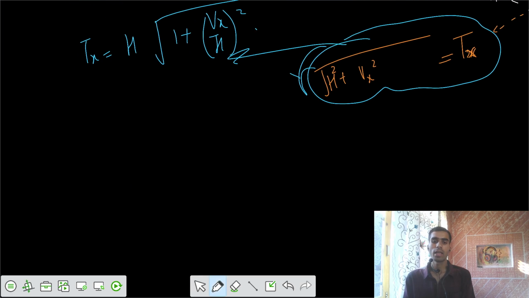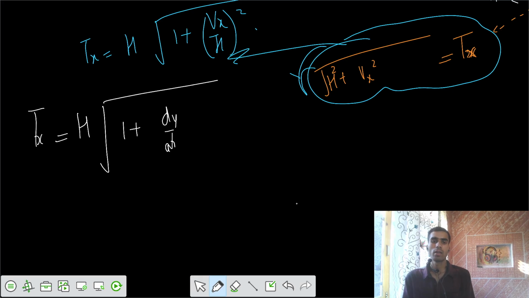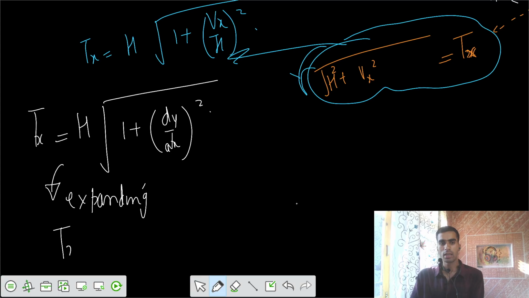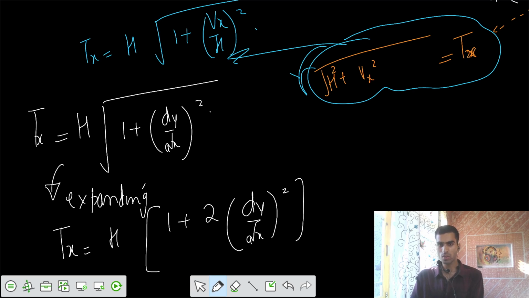So I can have the equation that the tension in the cable at any section x is H times the horizontal component into root of 1 plus dy by dx whole square. If you try to expand this, we generally get a relation that T at any x is equal to H times 1 plus half times dy by dx whole square.